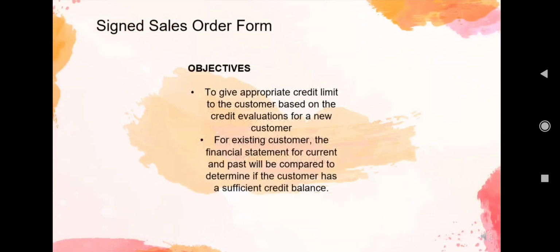Usually, the company will prepare a signed sales order form, the objective of which is to give an appropriate credit limit to the customer based on the credit evaluation for a new customer. And for an existing customer, the current and past financial statements will be compared to determine if the customer has a sufficient credit balance to buy the product on credit.